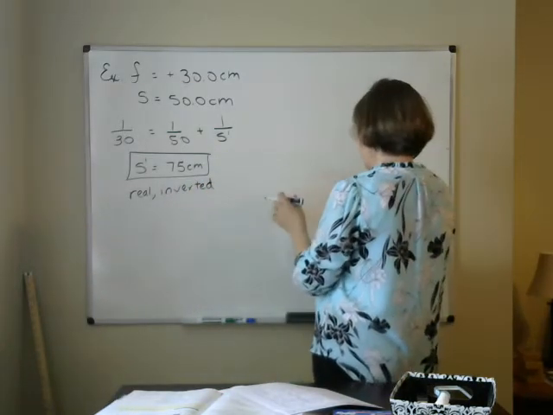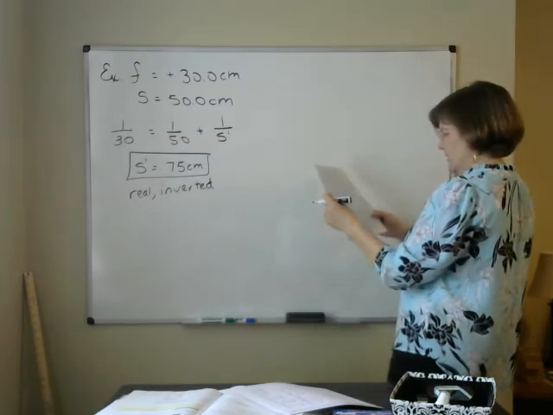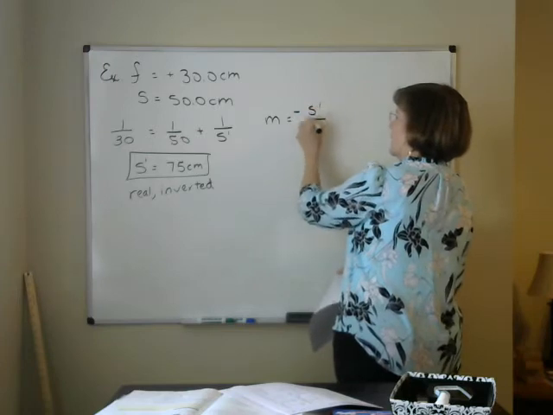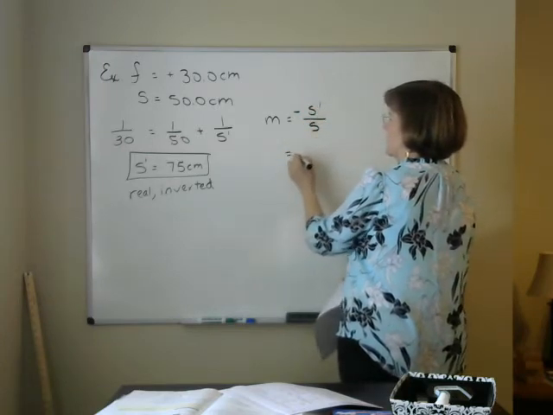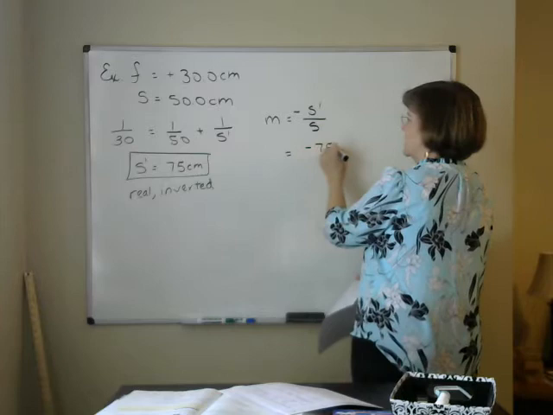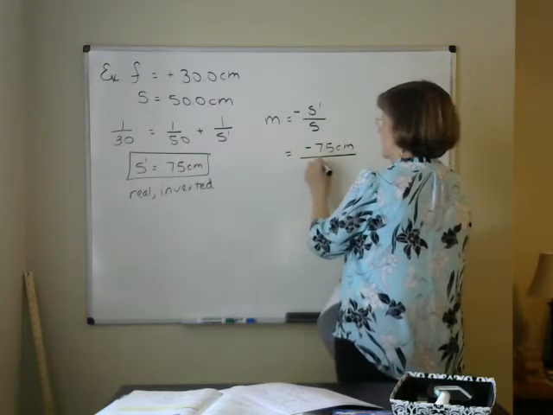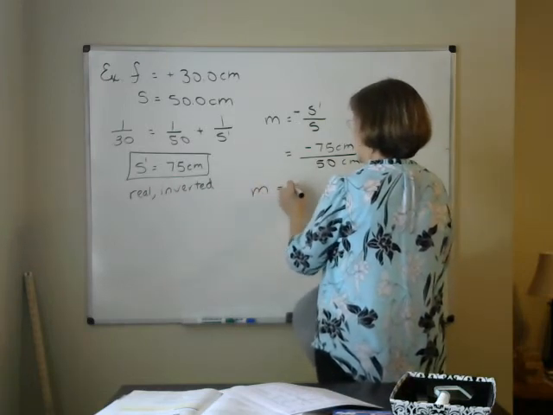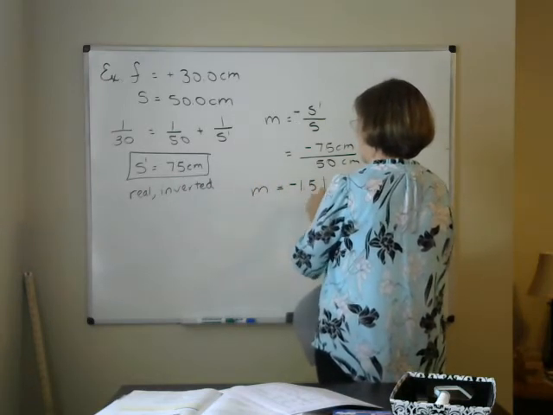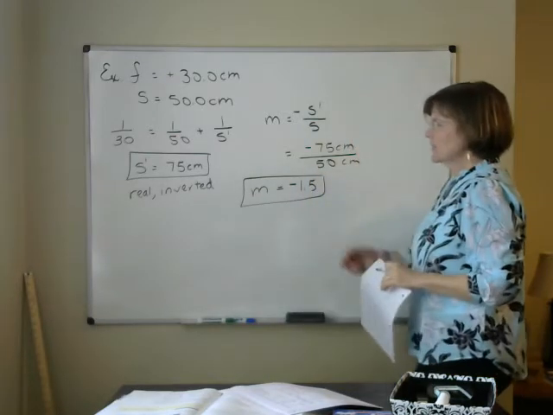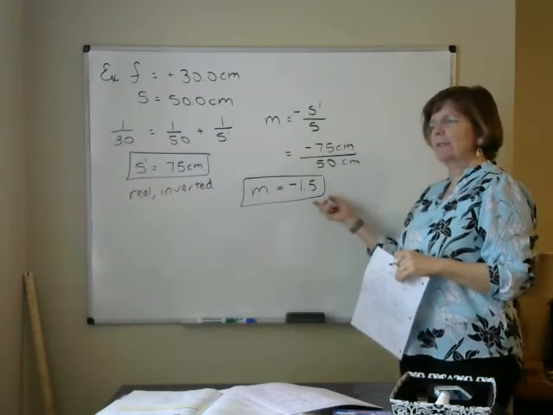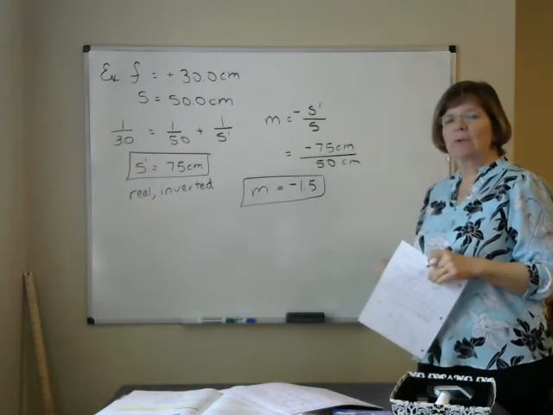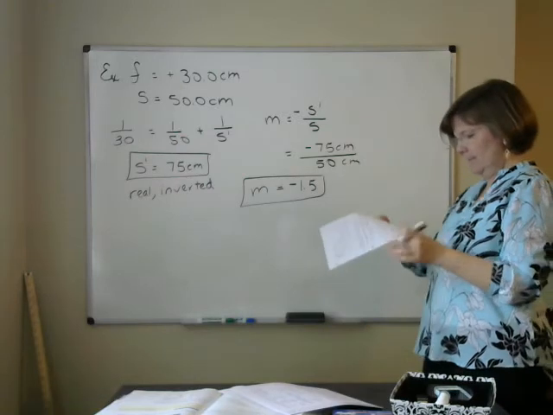The magnification, if we want to find the magnification, is negative s prime over s. So negative 75 centimeters over positive 50 centimeters. And our magnification is negative 1.5. So the image of that object is going to be 1.5 times as tall. The negative is telling us it's going to be upside down. Okay.